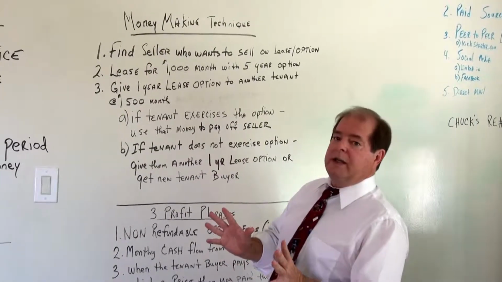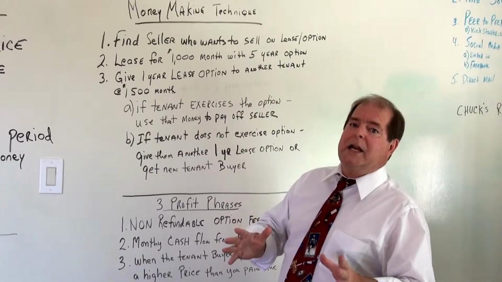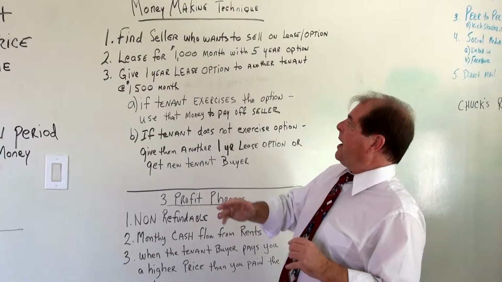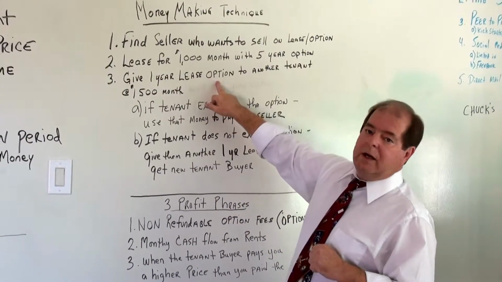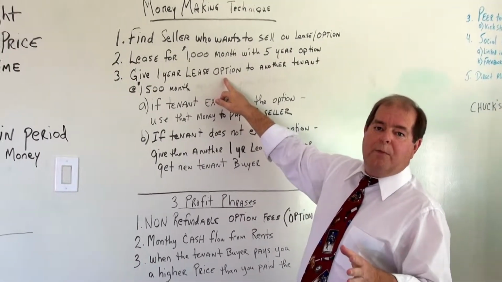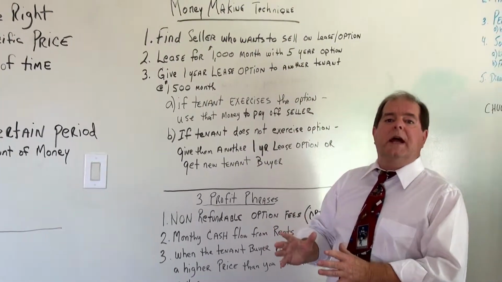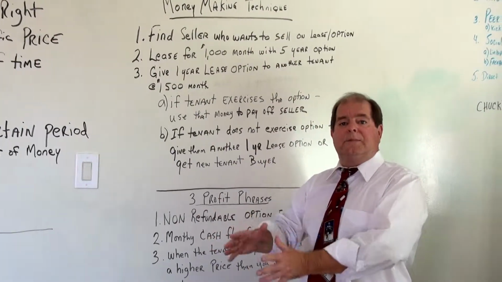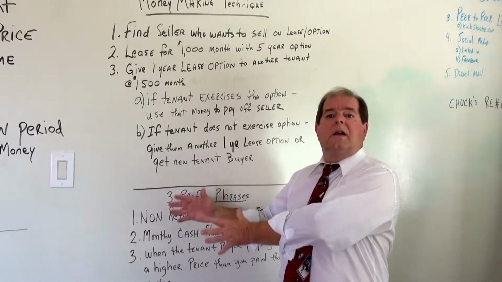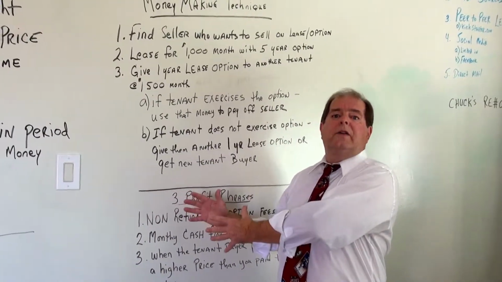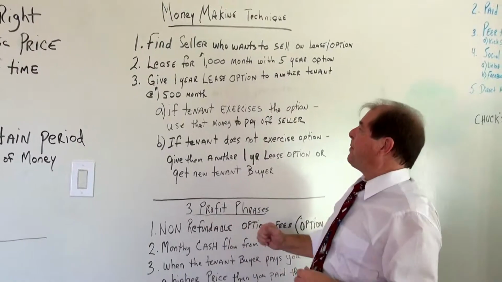The next thing we want to do is find a tenant buyer. With this tenant buyer, we will give them a 1-year lease option. Now, why are we giving them a 1-year lease when we got a 5-year? Because if they don't buy it in that period of time, we have to find another one. And this pads our account here so that we have more time to find other tenant buyers.